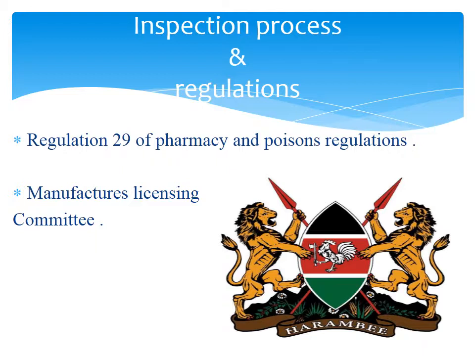Inspection process and regulations. An inspection process, including the planning, organization, method of work, and format of the resultant report, should always be determined by the precise objective of the inspection. According to Regulation 29 of the Pharmacy and Poisons Regulation, a person must not manufacture any pharmaceutical product on any premises unless he is the holder of a license to manufacture pharmaceutical products on those premises.